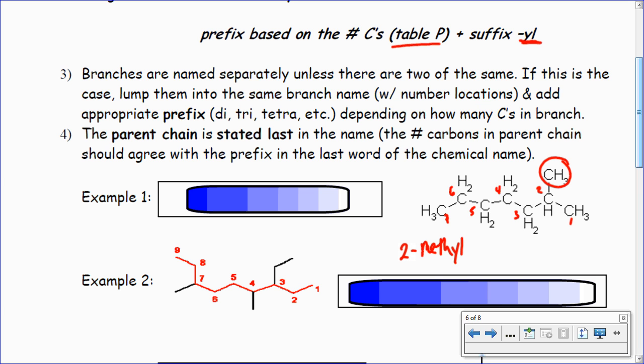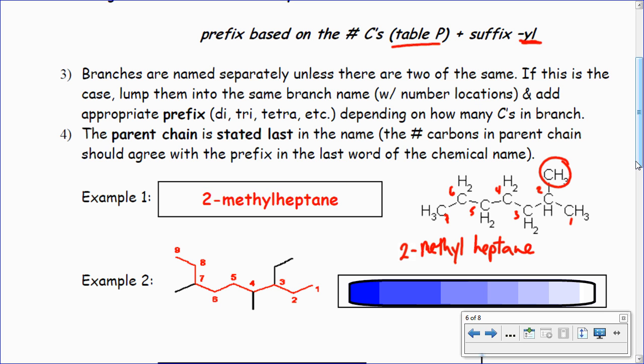So the second carbon here has a methyl group on it, and then we name the whole chain. 1, 2, 3, 4, 5, 6, 7. I think that's hept. And since there's no double bonds, it's ANE. Let's see if I was right. 2-methylheptane. Yes, sir. Yes, ma'am. I did it right. So let's try again.